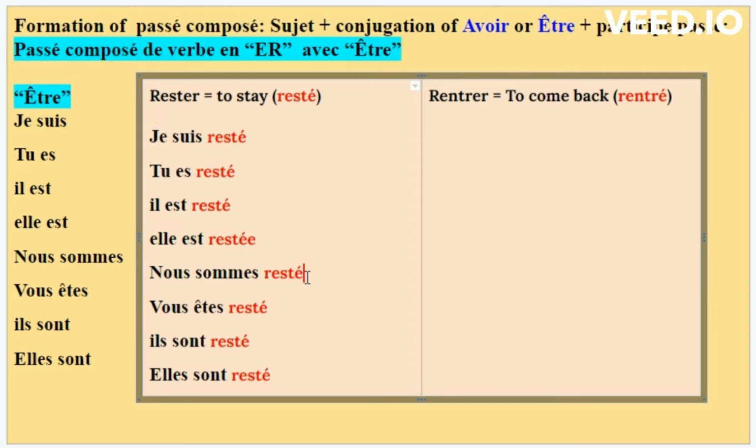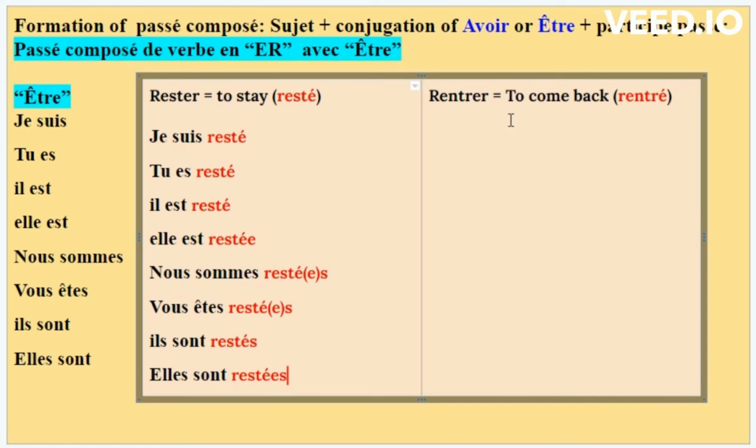Now, nous sommes restés. Nous should have another E if it's feminine, plus S. Okay, nous sommes restés, it means we stayed. Vous êtes, the same thing: if it is feminine plural, you have to put E, okay, and S for the plural. Ils sont restés is going to be just S because it is masculine plural, okay. Then we have elles sont restées here. For sure, this is very distinguished. We just put ES because it is feminine plural, okay.